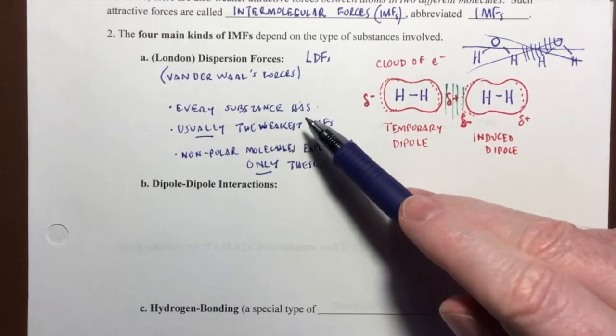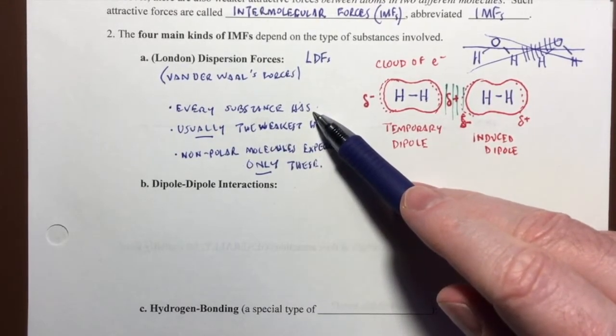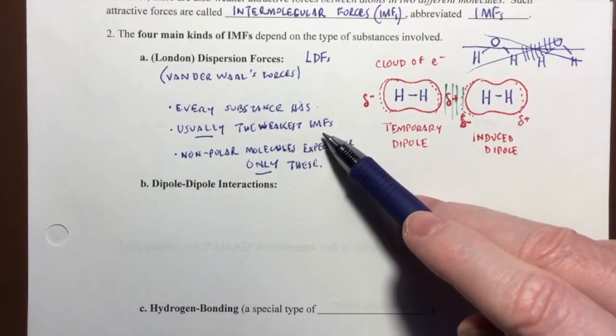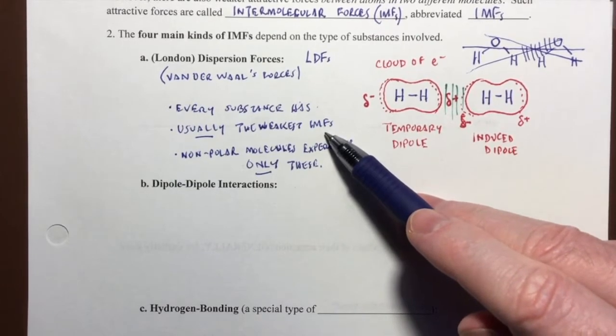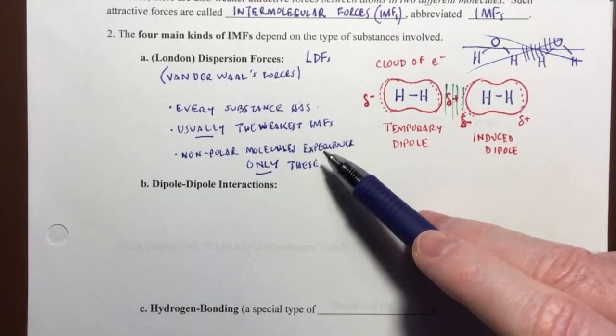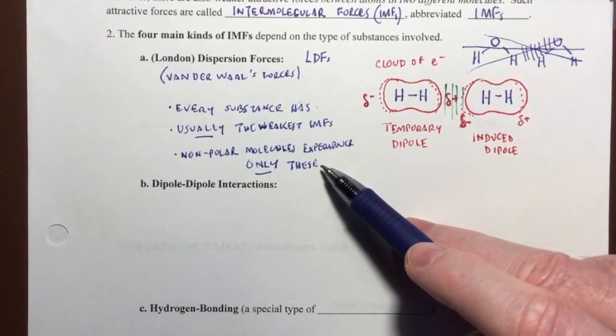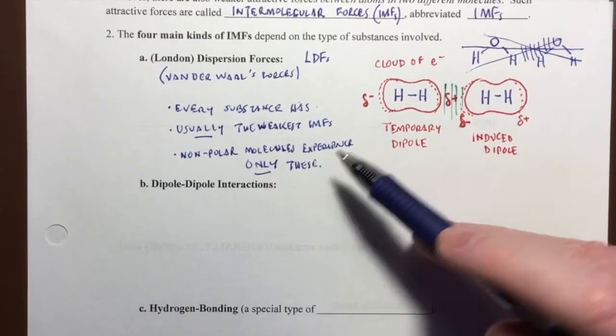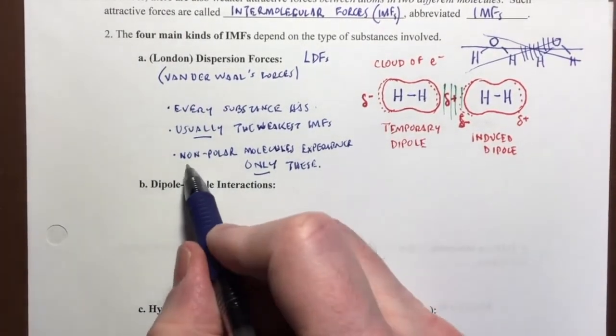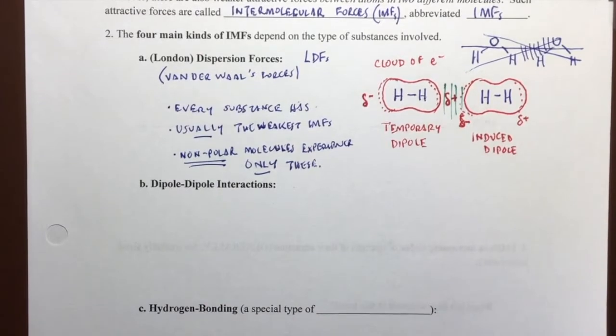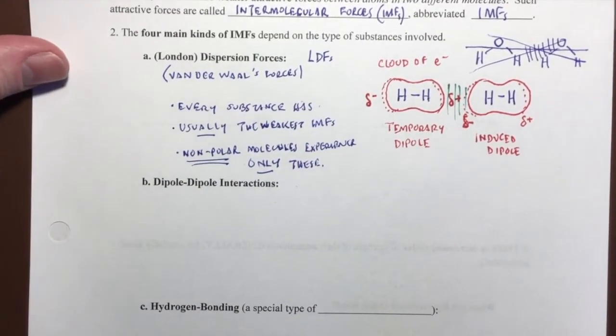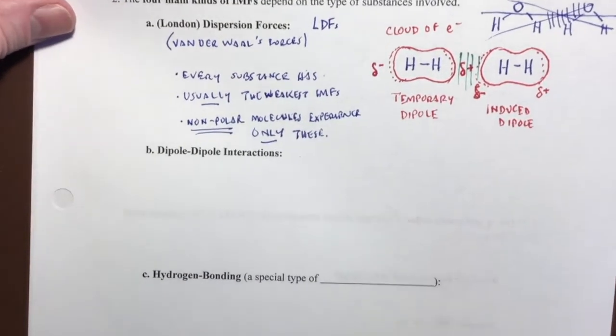So again, every substance has these sorts of LDFs. They tend to be the weakest, but not always, intermolecular force. And for nonpolar molecules, they're the only force that they have. And so therefore, they're particularly important for nonpolar species. So those are London Dispersion Forces, LDFs. Typically, but not always, the weakest of the IMF types.